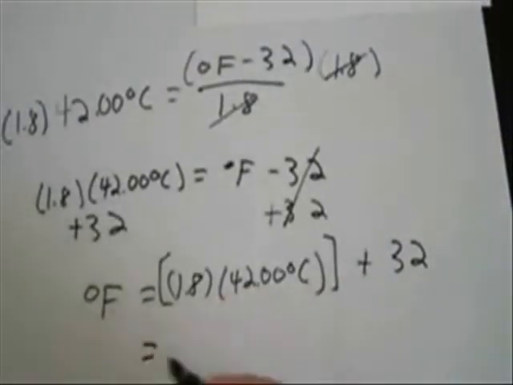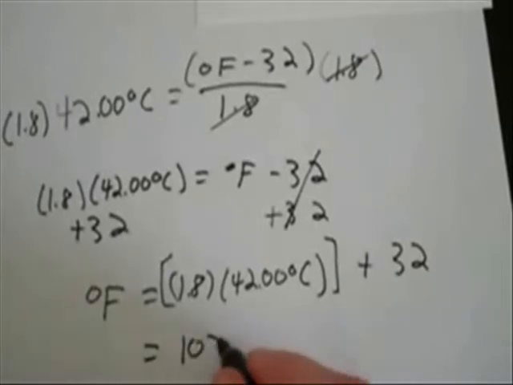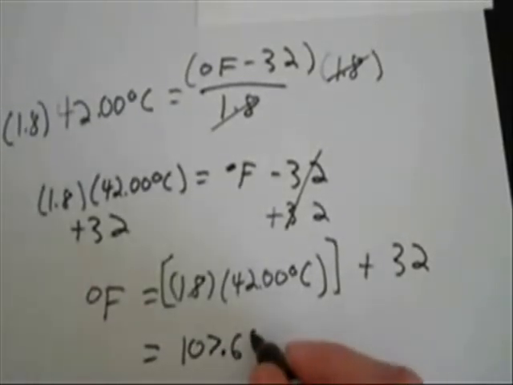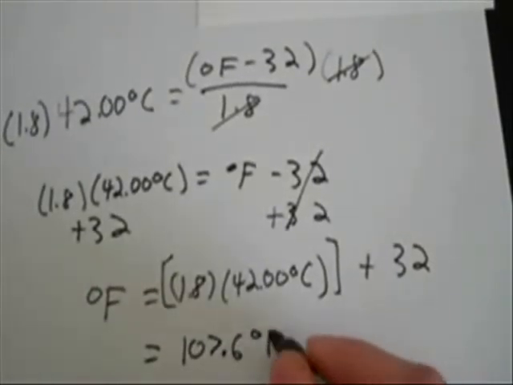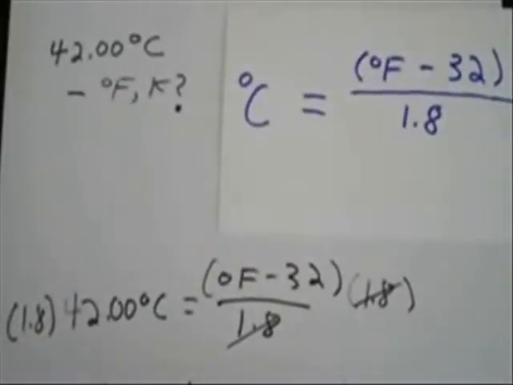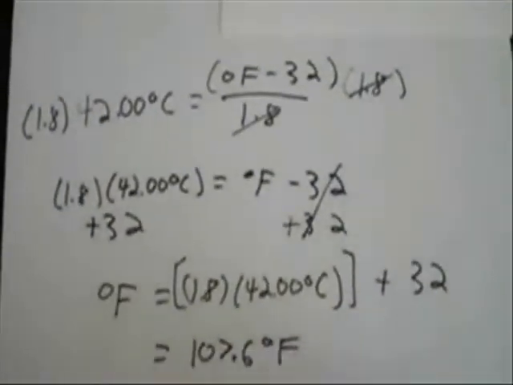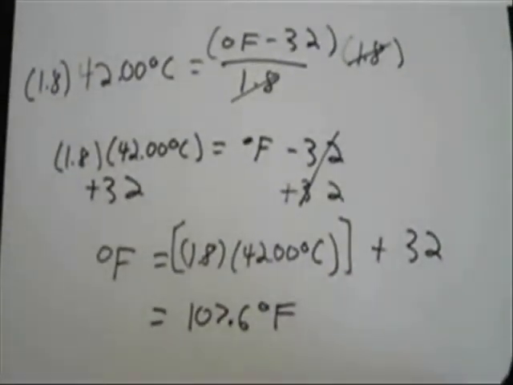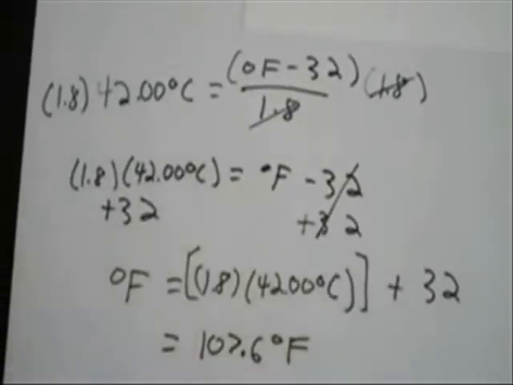If you put that into your calculator, you'll get 107.6 degrees Fahrenheit. So if you had a body temperature of 42.00 degrees Celsius, you would be in deep trouble, because that's pretty hot. Alright, let's move on to Kelvin.